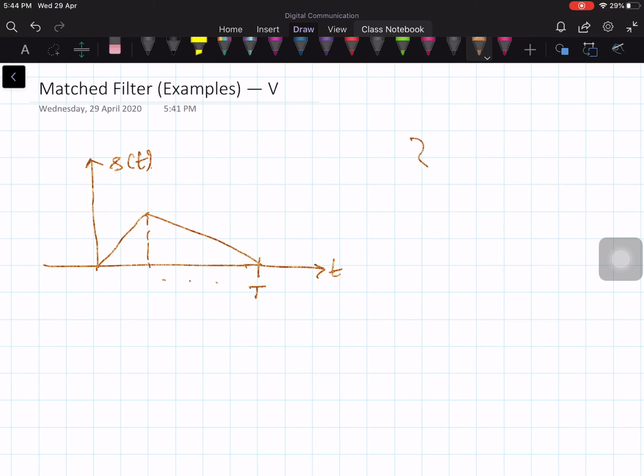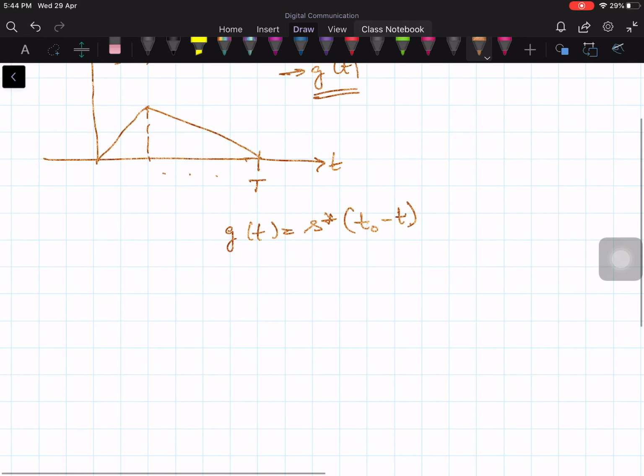In this lecture, I am going to discuss some problems for matched filter. So this is the given pulse S of t, and for this we need to find out the impulse response of the matched filter. In the previous lecture, I derived the impulse response g of t is equal to S conjugate of t naught minus t. If it is a real pulse, then the conjugate will go away, so S of t naught minus t. So this is for a real pulse.